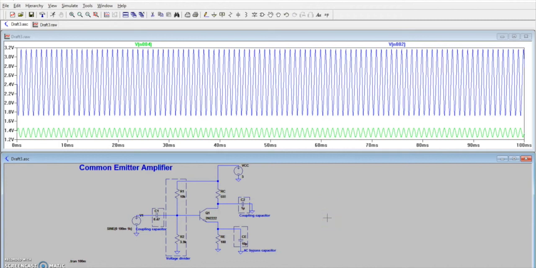So in general, this is the characteristics, configuration, and general behavior of a common emitter amplifier.